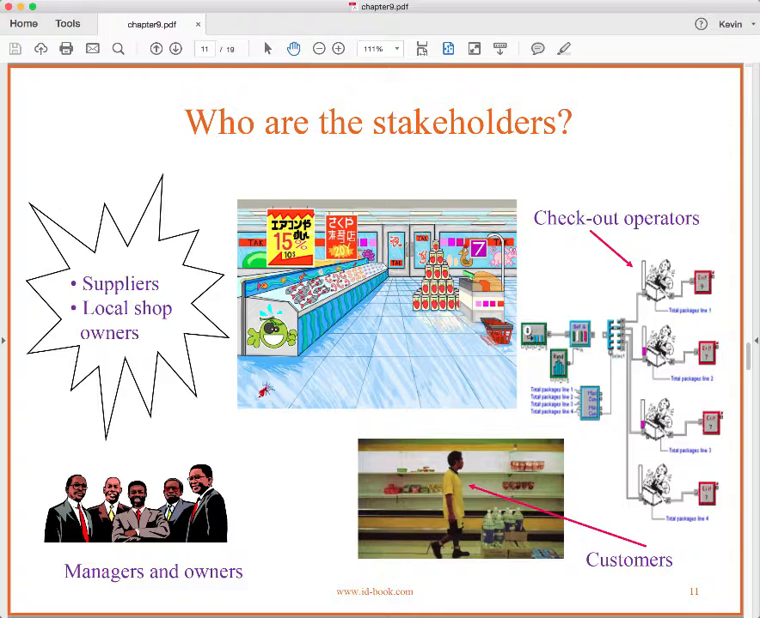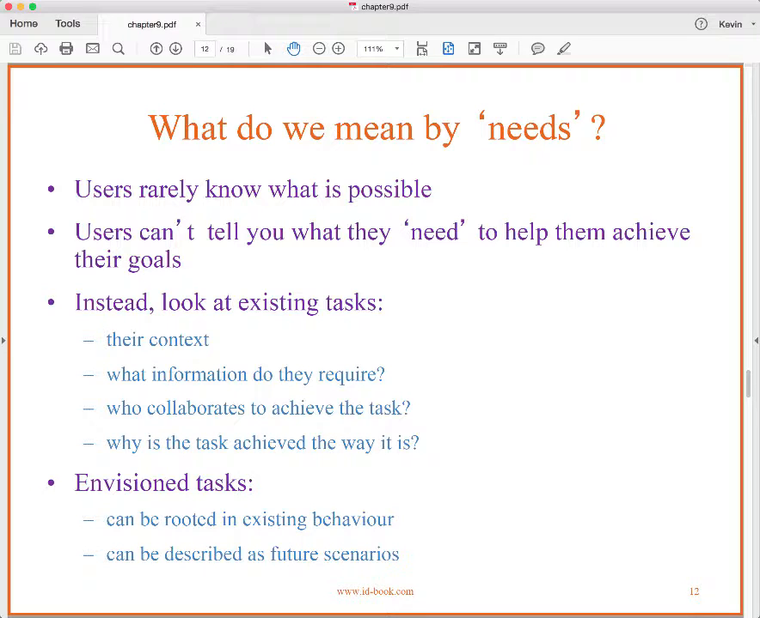Okay. And the way that I like to talk about these things, the managers and the owners are more stakeholders than users. And the same with suppliers, owners of competing shops, all those kinds of people. And the other thing is, what about the employees who are not part of the self checkout? What are they? Are they users of the self-checkout system? No, they're not, but they are stakeholders in that it's going to affect the demand for their services. So we have to keep that in mind too. Okay, so that's what we mean by stakeholders.